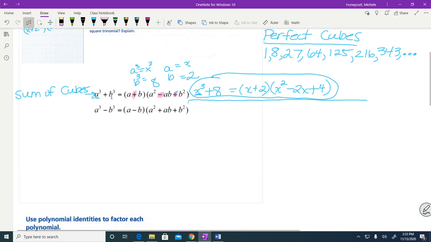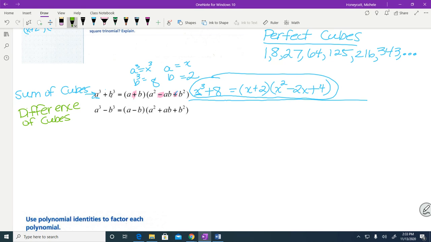For the difference of cubes, that's the second formula. It's called the difference, difference referring to subtraction. That works if you have a perfect cube minus another perfect cube. And here's the factoring pattern.